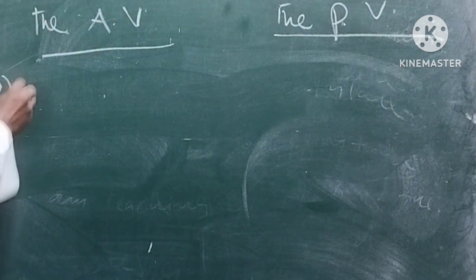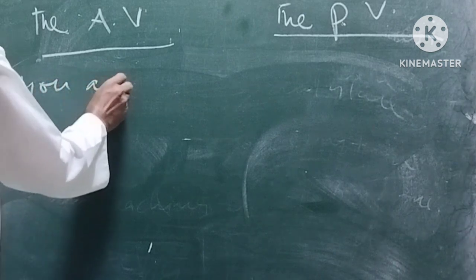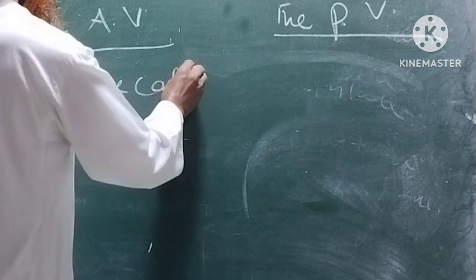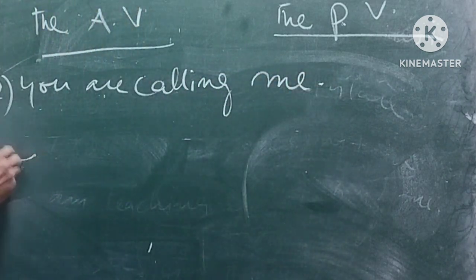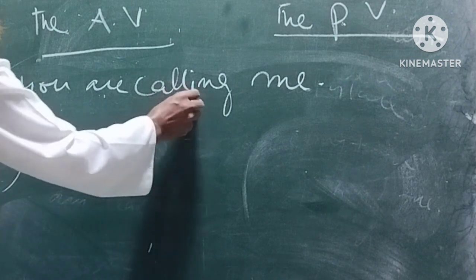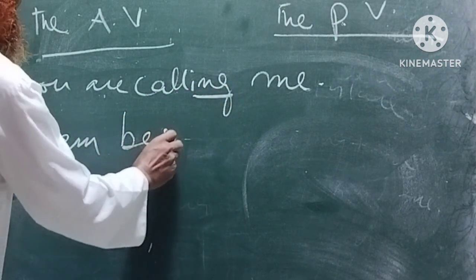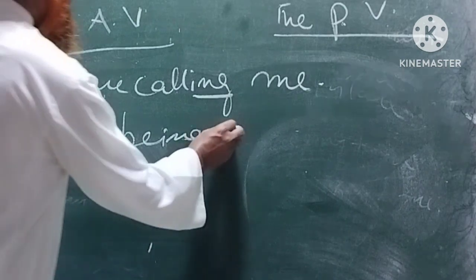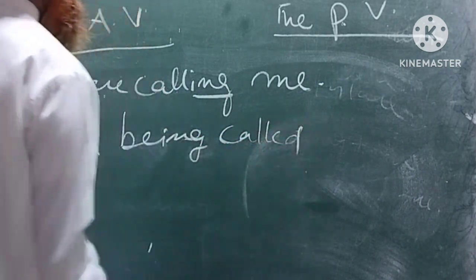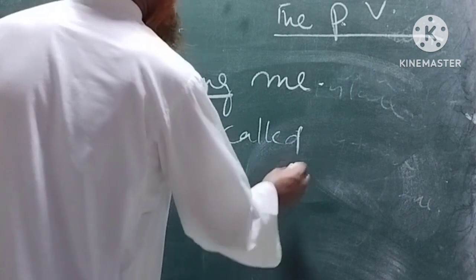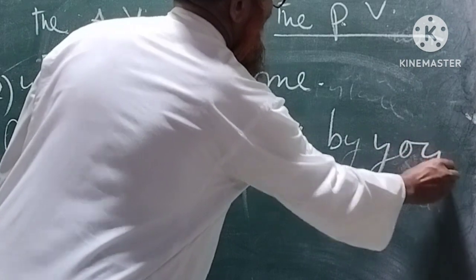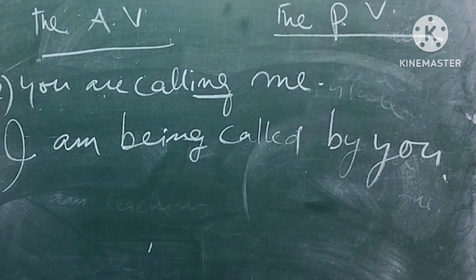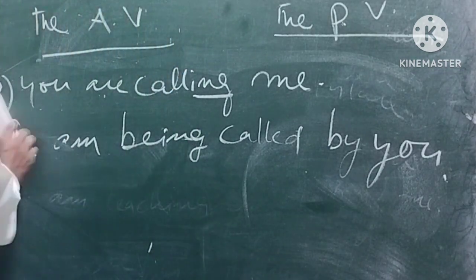Number 2: you are calling me. I am being, being for ing. I am being called by you. This is the passive form.